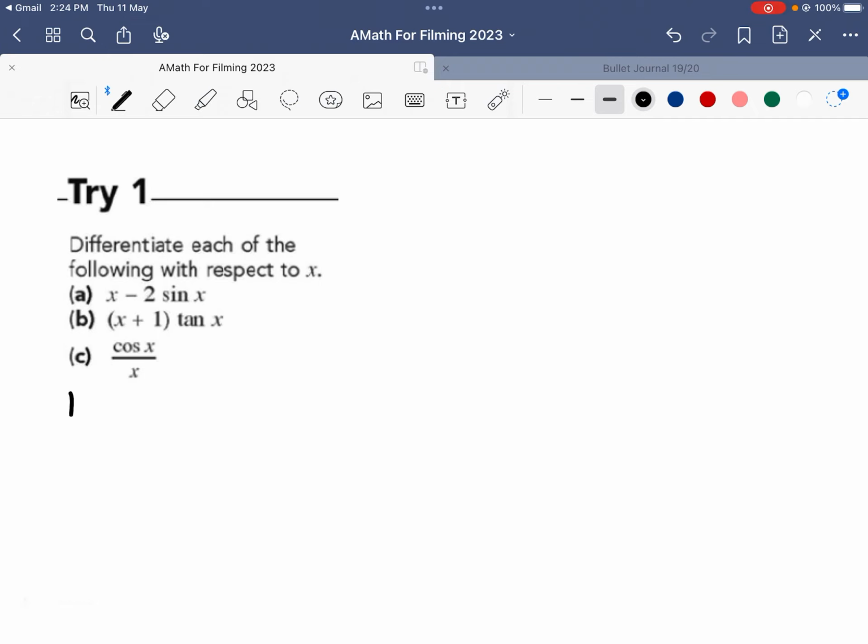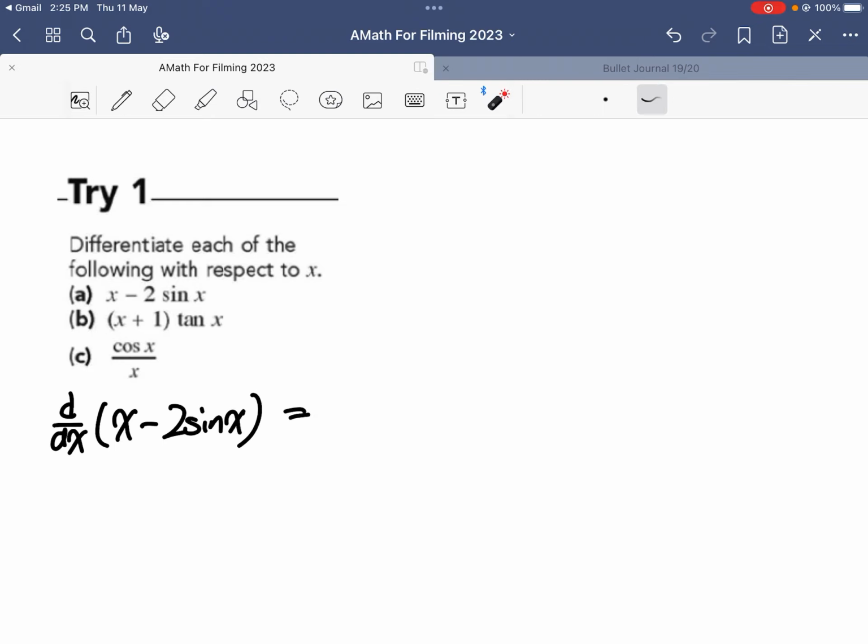So try 1, I am differentiating with respect to x, x minus 2 sine x. So differentiating x will give me 1. Sine x differentiated will give me cosine x. So what I get is 1 minus 2 cosine x. That's it for part A.